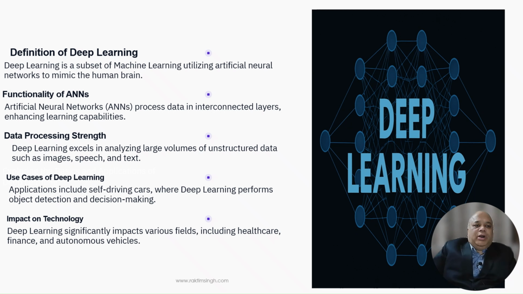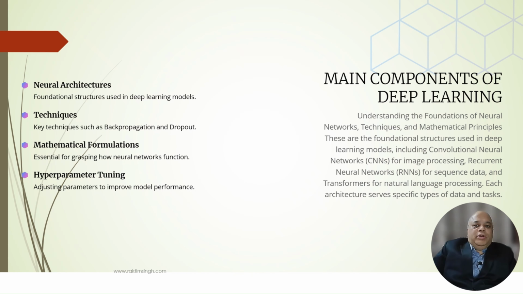That is the artificial neural network, the first one. It excels in analyzing large volumes of unstructured data such as images, speech, and text. Of course, there are many use cases, including self-driving cars, where deep learning performs object detection and decision making. It significantly impacts various fields, including healthcare, finance, and autonomous vehicles. So neural networks are the main components of deep learning.